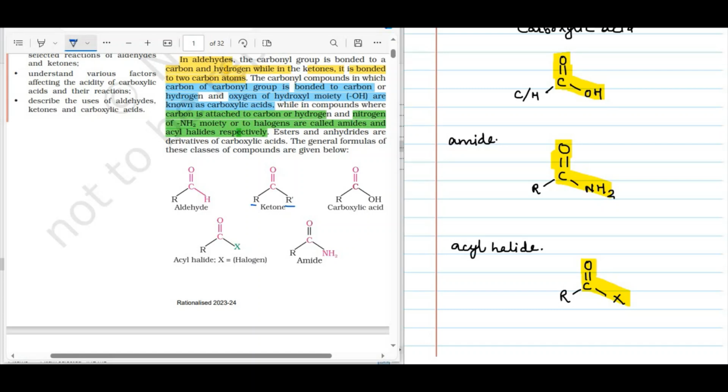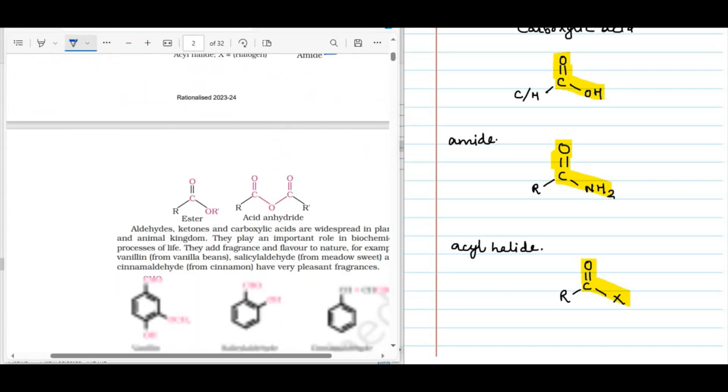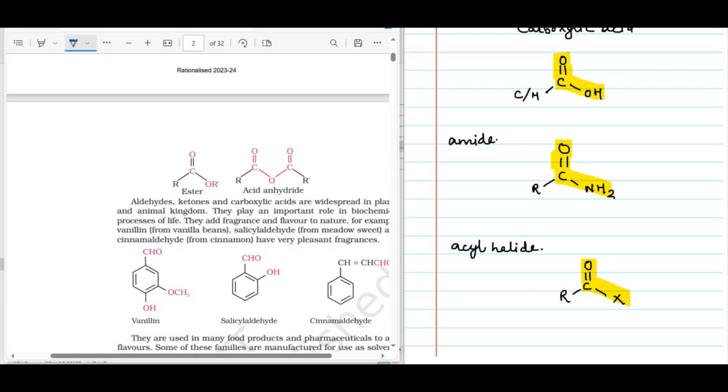the carbonyl carbon on one side is bonded to an OH group, then it is called the carboxylic acid group. In acyl halide, the carbonyl carbon is bonded to a halogen. In amide, this carbonyl carbon is bonded to NH2, then it is called an amide. In ester, when this carbonyl carbon is bonded to an alkoxy group, it is called an ester.